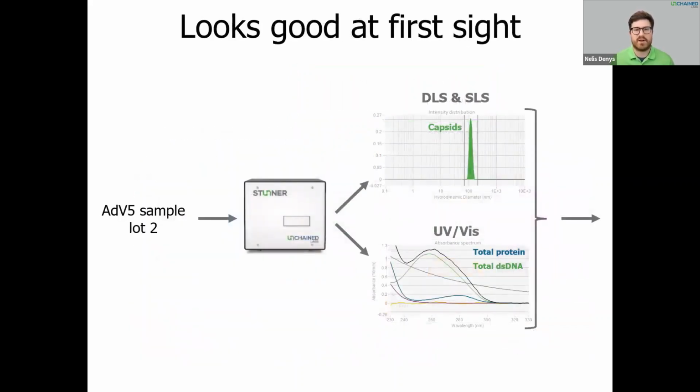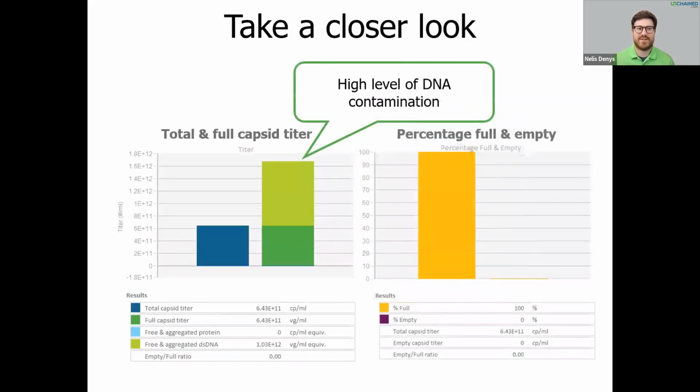If we look at another ADV5 sample, it's a different lot this time. And here it looks good at first sight. Your DLS looks perfect. On UV-Vis, you get a nice clean peak. Protein versus DNA looks normal. But again, at first sight, if we look at the extra results from Stunner, it is clear that DLS-wise, this was all nice and clean there. But from UV-Vis, we see with the additional calculation Stunner does that there's way too much DNA in the sample. And so we have high DNA contamination.